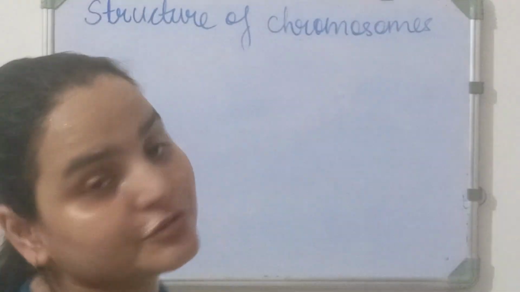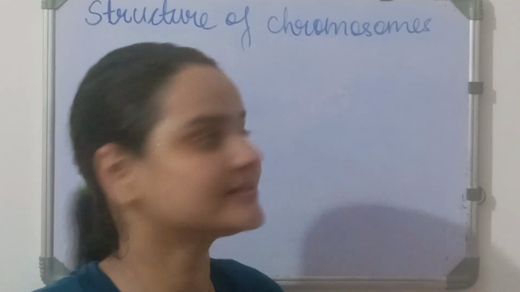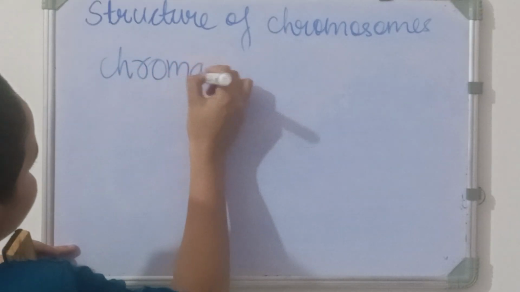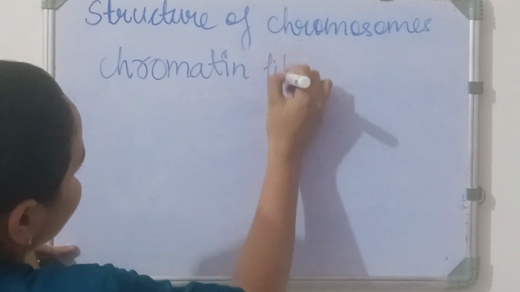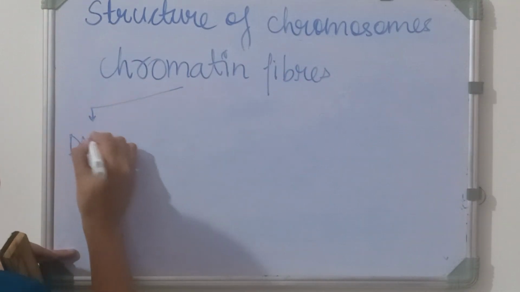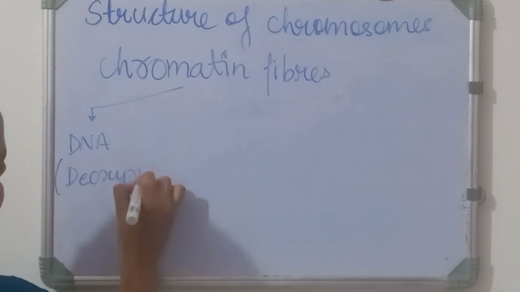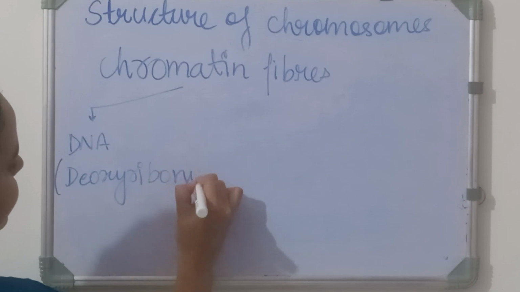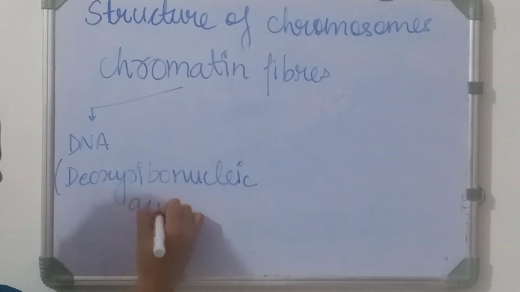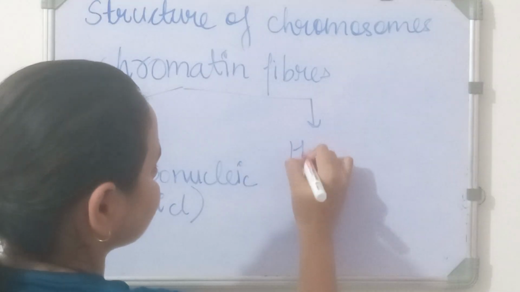Now, these chromosomes were formed as a result of chromatin fibers only. The chromatin fibers condensed and formed the chromosomes. So the chromatin fiber consists of two parts. The first part is the DNA, which is deoxyribonucleic acid. Then the second part is histone proteins.